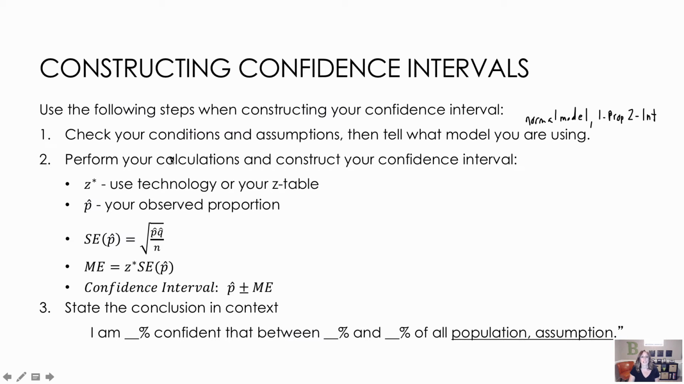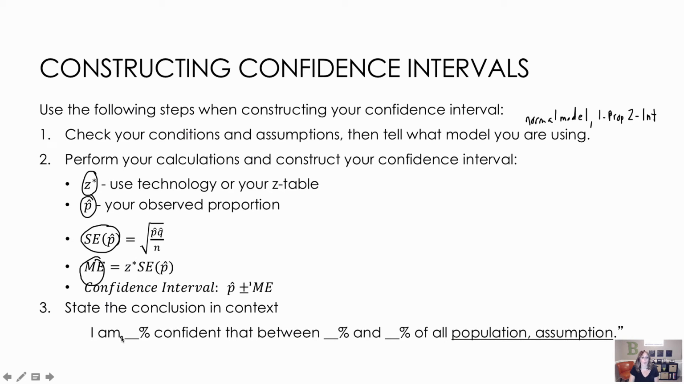Part 2 is to actually do the work, perform the calculations, construct the interval. Here are some of the values you'll need: your z star, your p hat, which sometimes will be given to you as a decimal, and sometimes you'll be given raw data and you'll have to divide it to find the percent. Your standard error, which is the square root of p hat q hat over n. Your margin of error, which is all of that put together, and then finally your confidence interval. The way that I'm going to show you the work is putting all of this together step by step. The last thing, of course, is to state our conclusion in context.